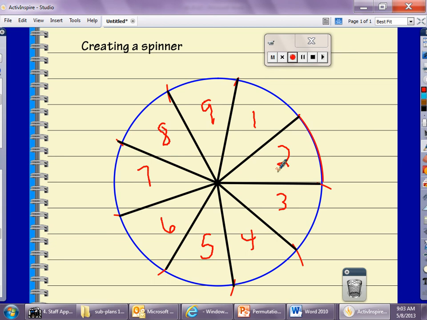So, all right, in class tomorrow you're going to have to do this. We'll have all the materials ready for you, and then I am going to collect this as a grade from the teacher. Okay?